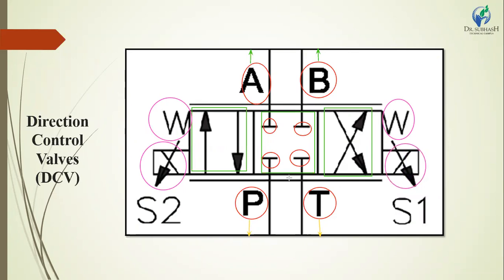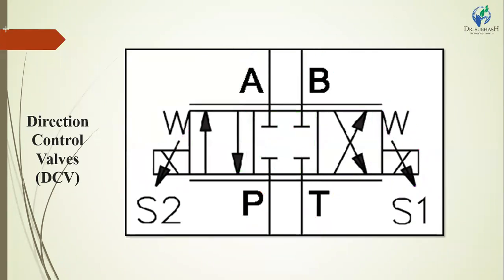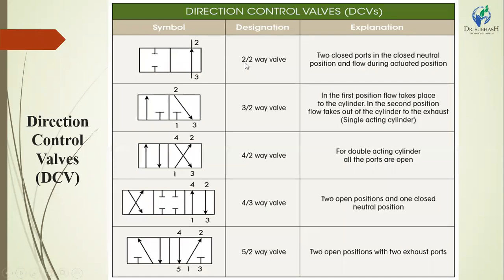It represents a DCV directly operated with solenoid valve 1 and solenoid valve 2, and the return condition is the spring. It may be written with the spring first. This is the basic structure of DCV. We have to study the types of DCV.